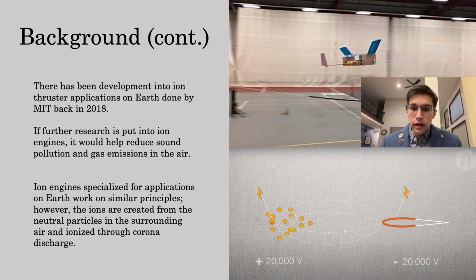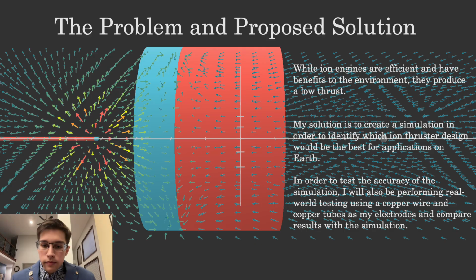If we can improve this technology to be used for other applications, we can decrease sound pollution, since ion propulsion is much quieter than, say, a jet engine, and reduce gas emissions in the air. However, ion engines may be efficient and have benefits to the environment, but they produce a very low thrust, which is why we need to research them in order to increase their thrust output.